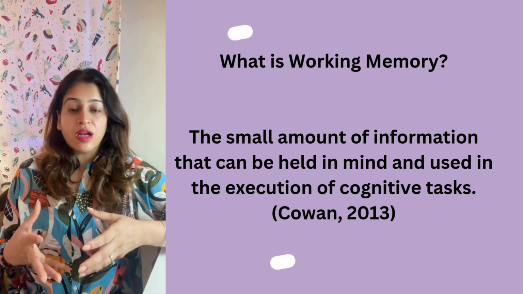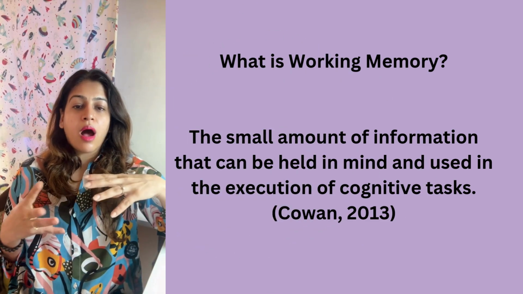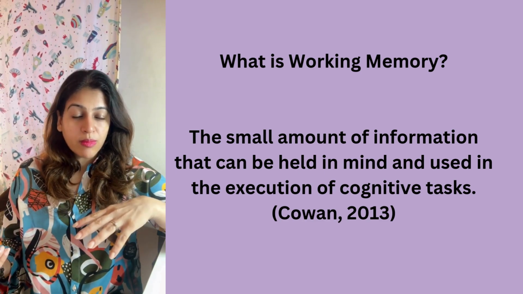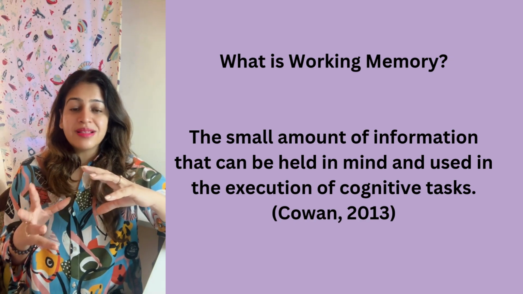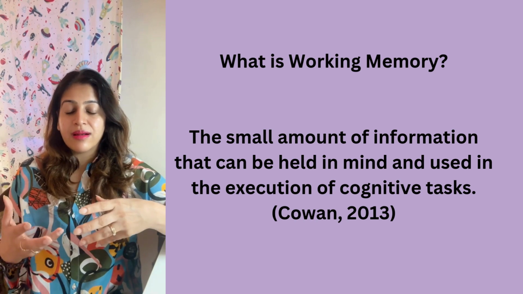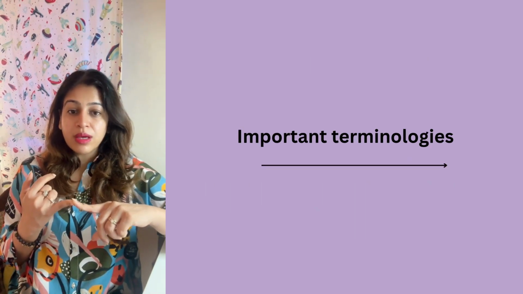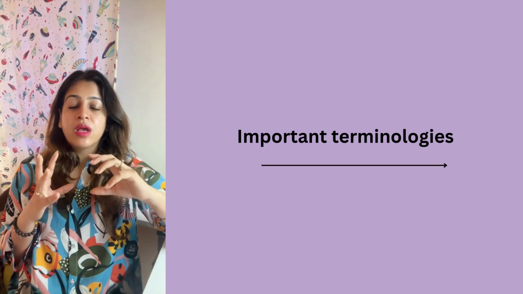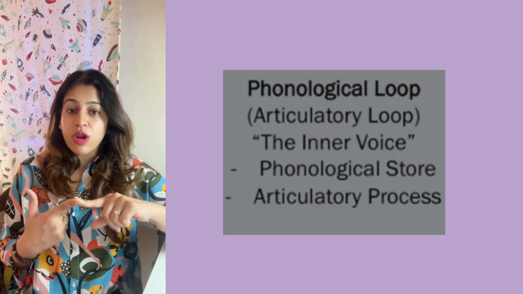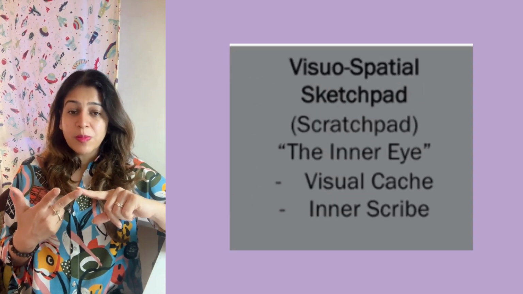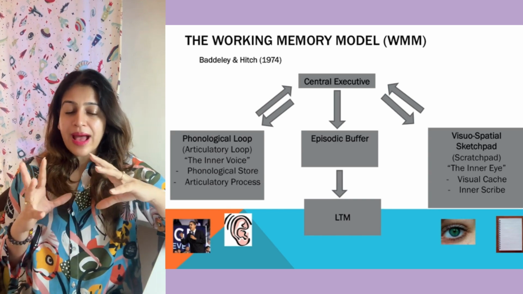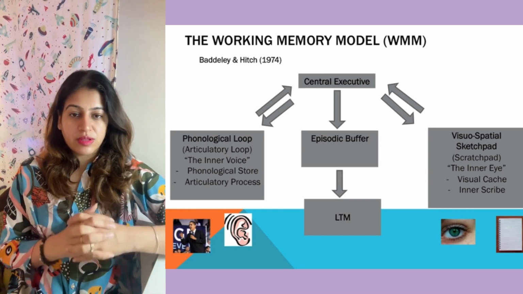Before we start with how the working memory model works and how it is different from the multi-store memory model, let's get familiar with the different terminologies that we will be using again and again. I already told you what the working memory model is and by whom it was given. Now there are other terminologies in it. First is the phonological loop. The second is the visual spatial sketchpad. Third is the episodic buffer. We'll do them one by one and then move ahead with the processing of it.